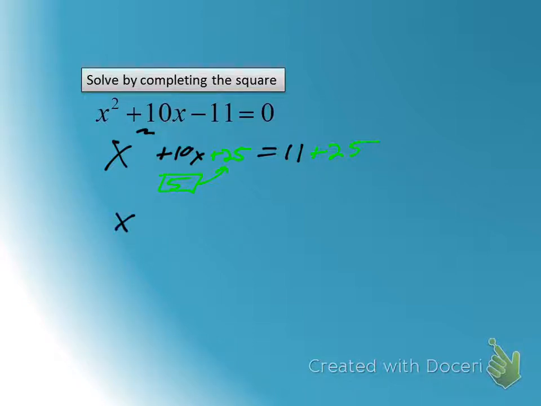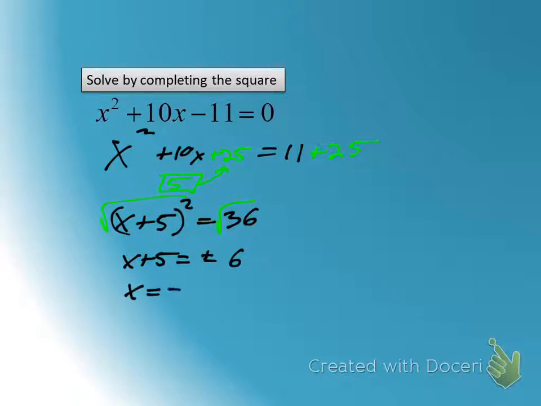Okay, so then you factor the left side. X plus 5 squared equals 36. Take your square roots. X plus 5 equals plus or minus 6. Subtract 5. X equals negative 5 plus or minus 6. Negative 5 plus 6 is 1. Negative 5 minus 6 is negative 11.